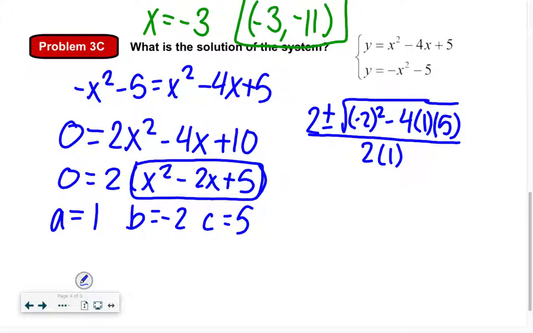Okay. Let's simplify. I got 2 plus or minus... what does my square root become? I get 4 minus 20, which is negative 16.